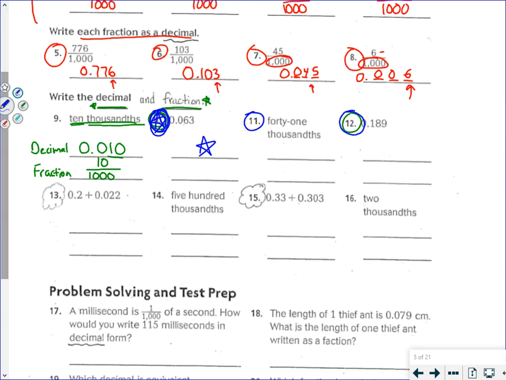Okay, so now let's write it as a fraction. 63, and it ends in the thousandths. So 63 over 1,000.